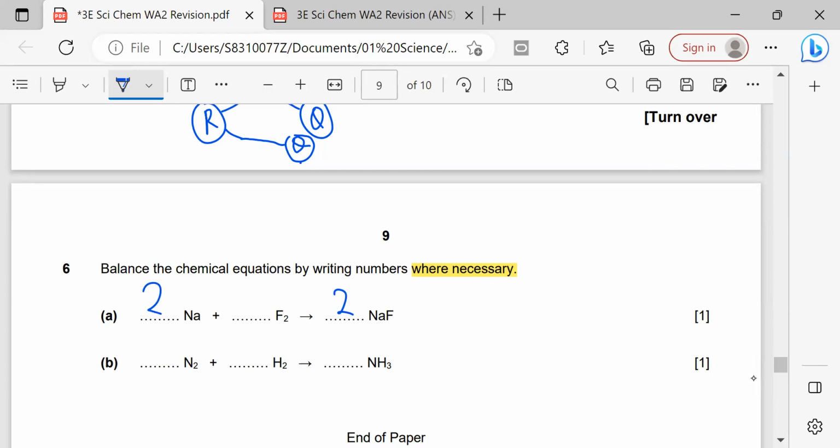The second part, where you have N2 as well as NH3, you can first try to balance nitrogen. Nitrogen, there's 2 on the left, 1 on the right. So you put a 2 in front of NH3. Now there's 6 H on the right, but only 2 on the left. So you put 3 in front of H2. And this balances part B very easily.